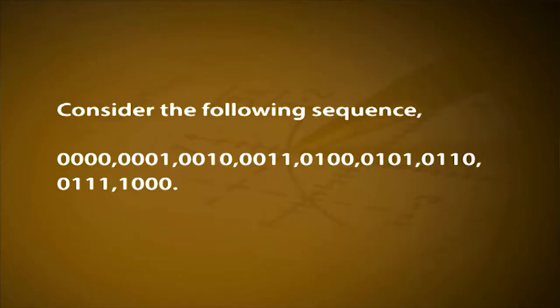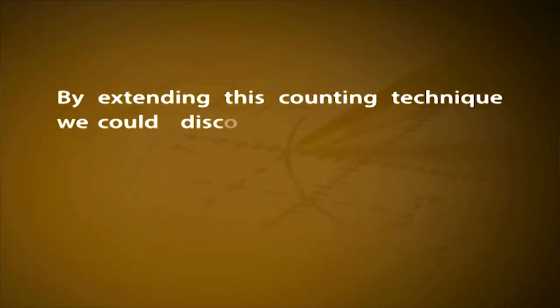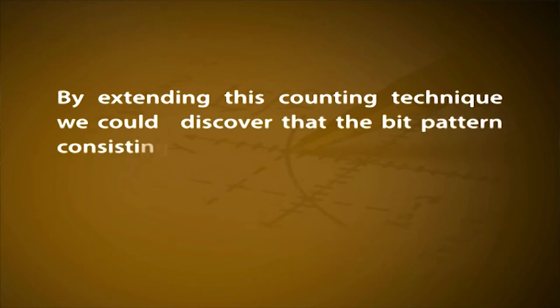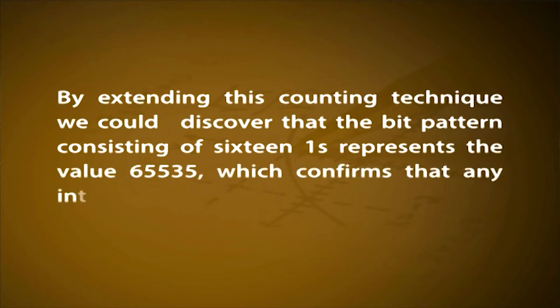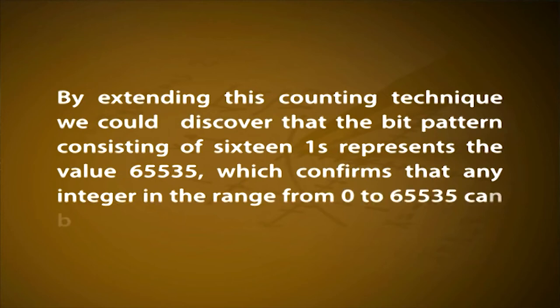Consider the following sequence: 0000, 0001, 0010, 0011, 0100, 0101, 0110, 0111, 1000. This sequence consists of the binary representations of the integers 0 through 8. By extending this counting technique, we could discover that the bit pattern consisting of 16 ones represents the value 65,535, which confirms that any integer in the range from 0 to 65,535 can be encoded using 16 bits.